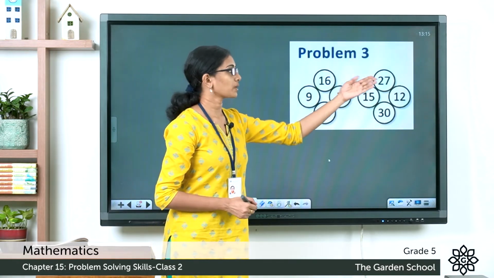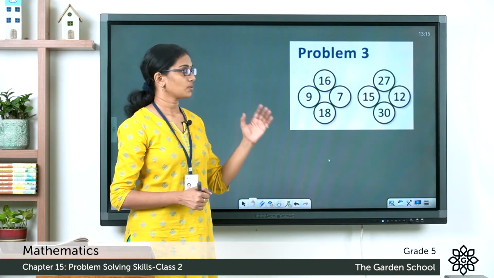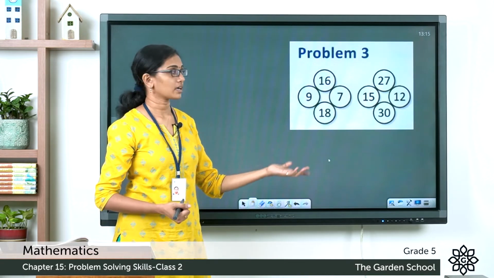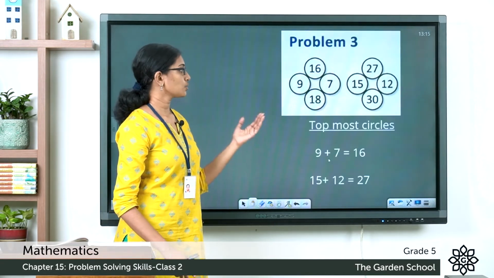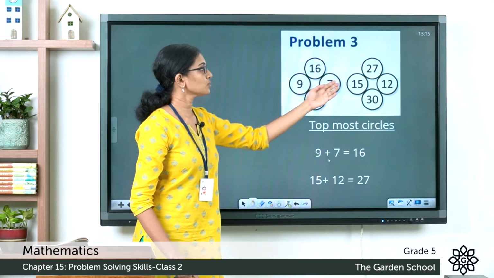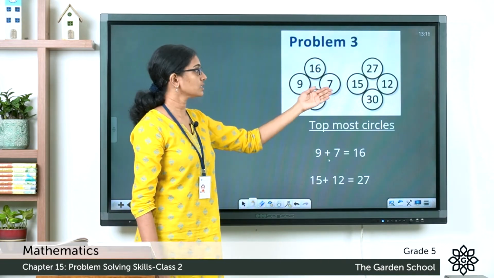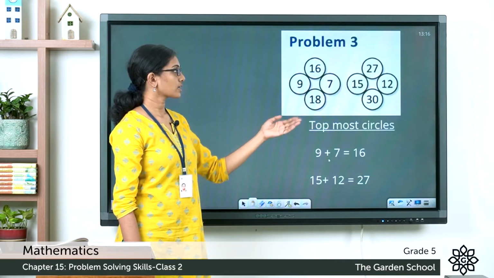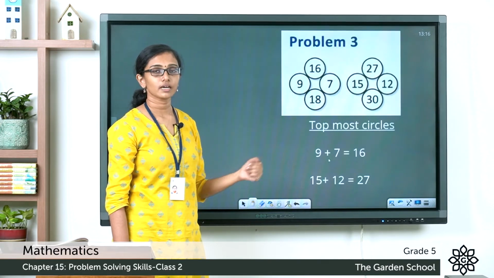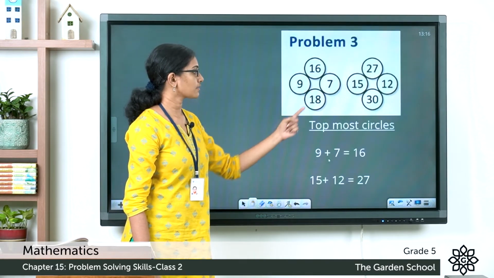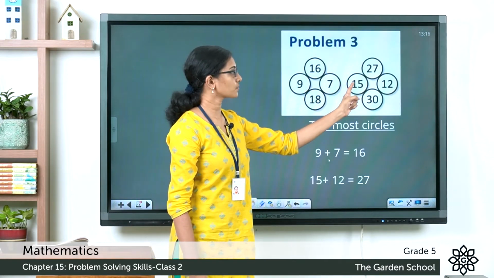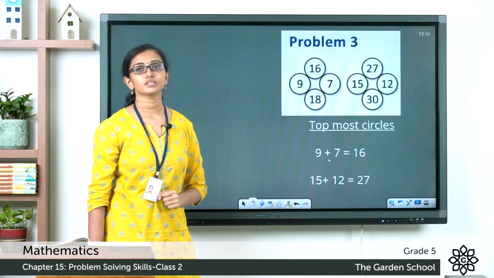It is 27. So there we see a pattern that to fill in the topmost circles, we are just adding these two circles or the numbers written within these two circles. So here in the topmost circle, the number written is 9 plus 7 equal to 16, and here it is 15 plus 12 equal to 27.